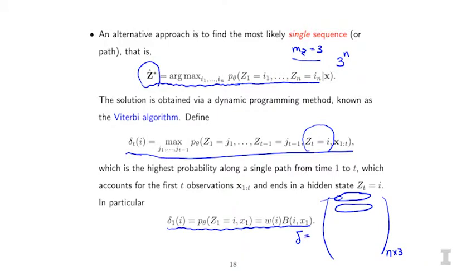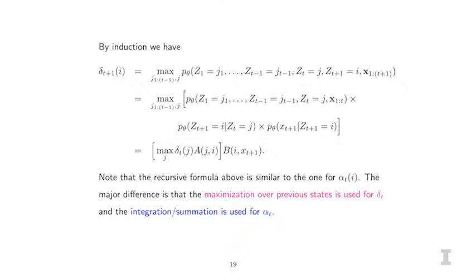Next, we're going to sequentially fill in the rows of the delta matrix. Suppose we have filled in the rows from row 1 to row t, and next let's fill in row t plus 1. Delta t plus 1 i, by definition, is equal to the maximum joint probability of z and x from time 1 to t plus 1, where we also require the latent state at t plus 1 to be equal to i.